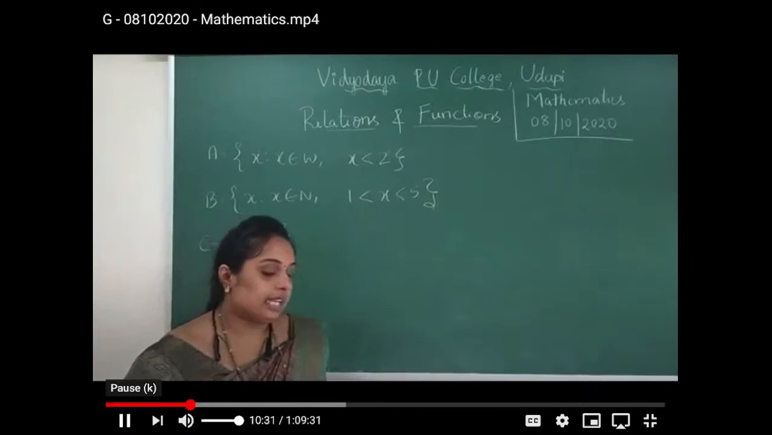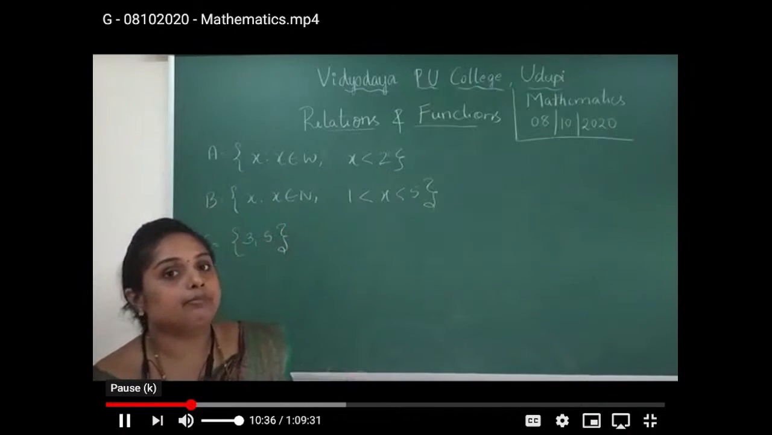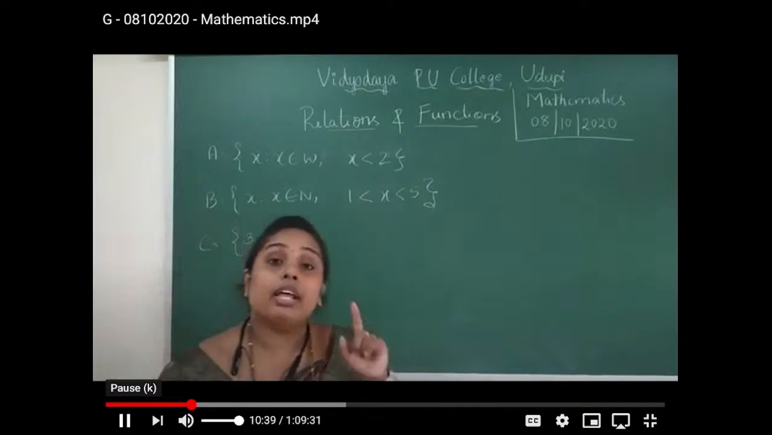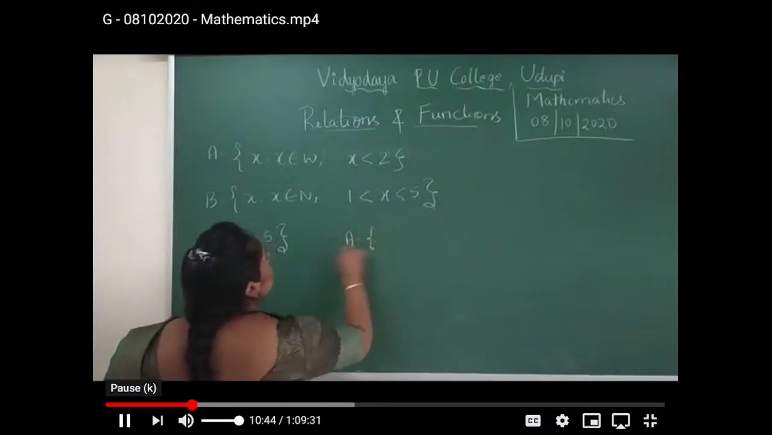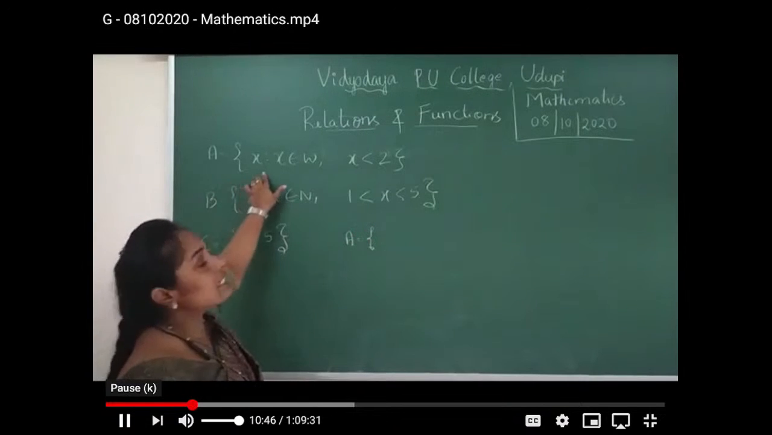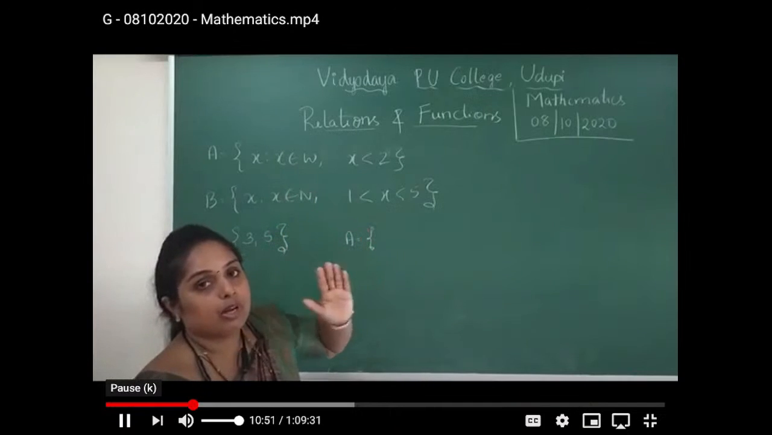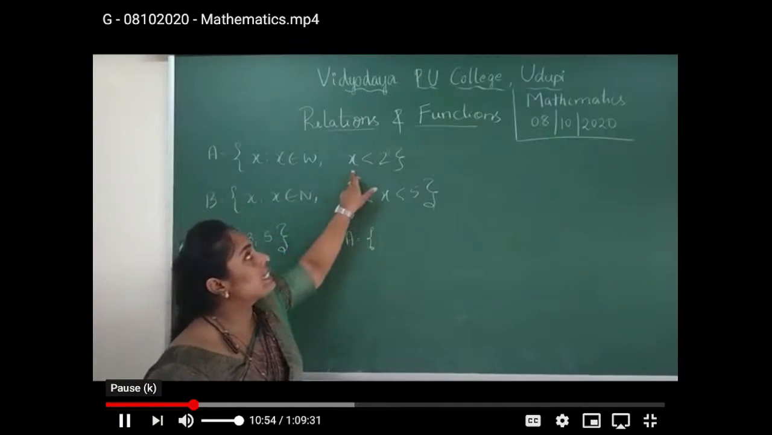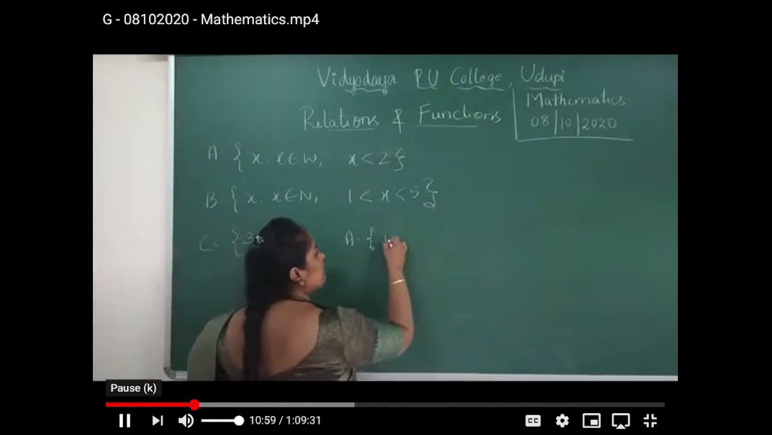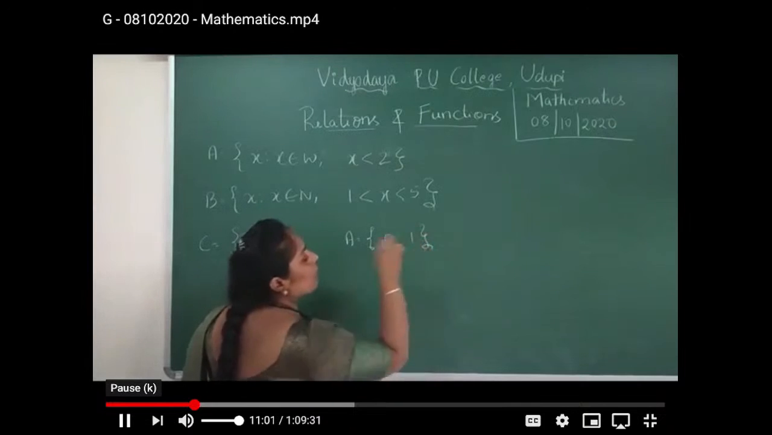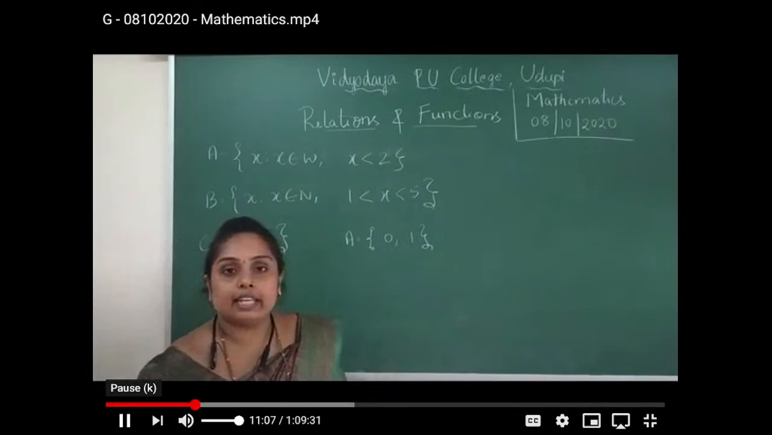To find A cross B union C, I need to find how many elements are there in set A and set B. So first let us see what are the elements of set A. See how it is defined. x is such that x belongs to whole number. Now whole number starts from 0, 1, 2, 3 and so on. And x is less than 2. Whole number less than 2. So the elements can be 0 and 1 because it is given less than 2. So only 0 and 1 are the elements of set A.